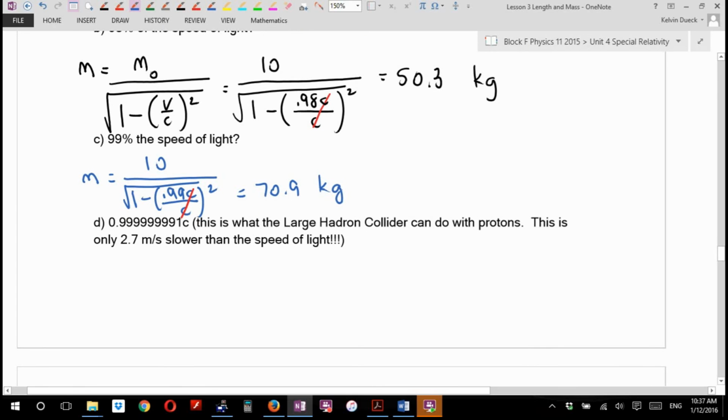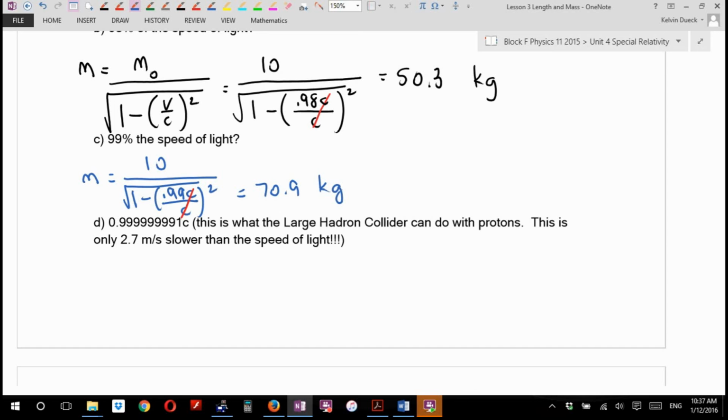Here's what the Large Hadron Collider can do with protons. The Large Hadron Collider can get them going that fast, or if you want to put it in numbers, only 2.7 meters per second slower than the speed of light. And you're going to see why we can accelerate protons. Lots of mass or not much mass? Although for a subatomic particle, Connor, protons are heavy, we can get electrons going pretty fast, because compared to a proton, they weigh 10 to the 31 times less.